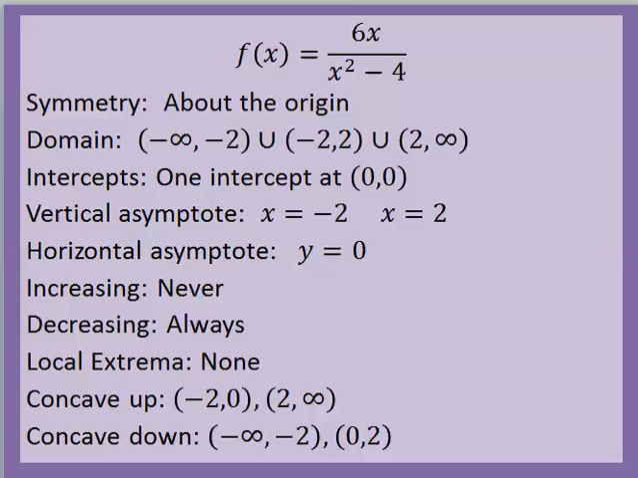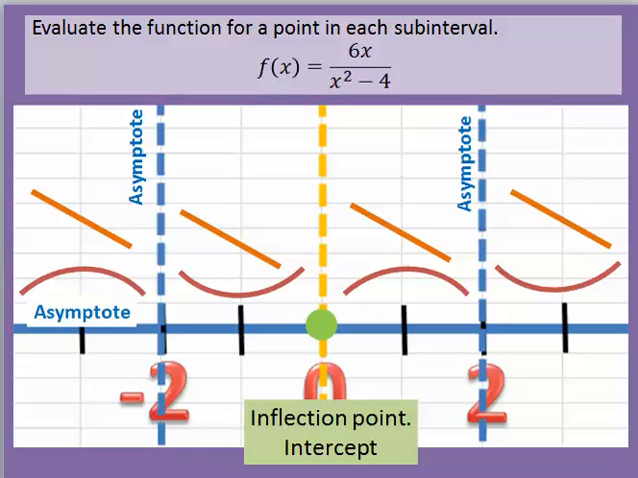Okay, and this slide summarizes what we have found. You may want to stop and read this more carefully. But on the next slide, I'll show this information to you in graph form. I think it's a little bit easier to follow. I have my asymptotes, my concavity, my function's always decreasing because the first derivative is always negative. I have my inflection point, which is also my intercept, my only intercept.